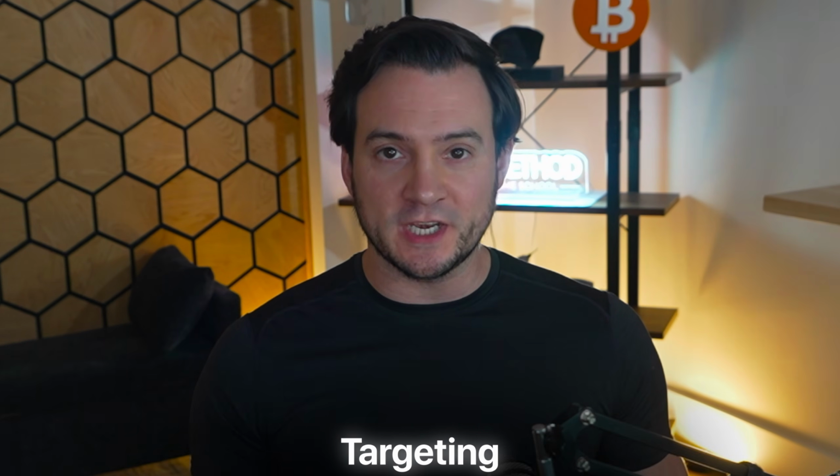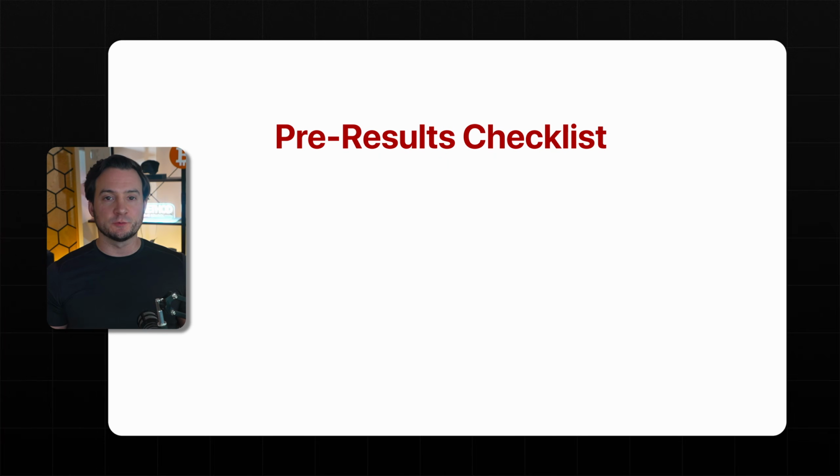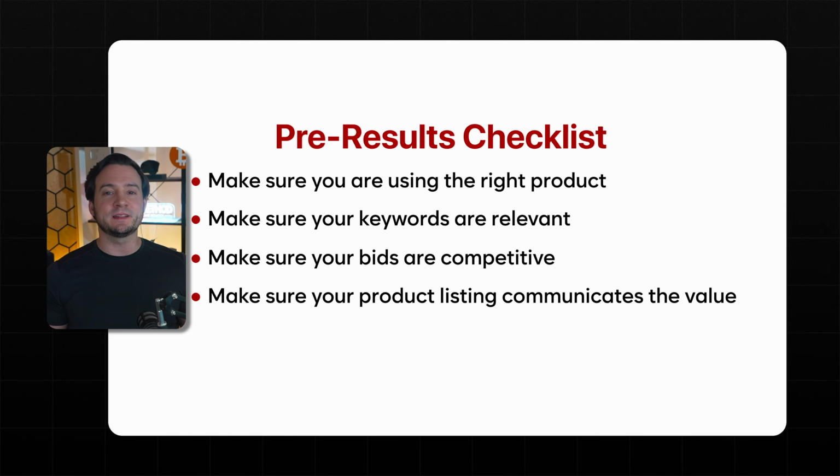Now, just to set expectations, this tool helps you create videos faster, but performance also depends on things like your targeting, bids, and how strong your product listing is. So don't lose sight of that. Before judging results, I always make sure of a few things. First, make sure you're using the right product, make sure your keywords are relevant, that your bids are competitive, and that your product listing clearly communicates the value. All of those things are gonna help improve campaign performance.